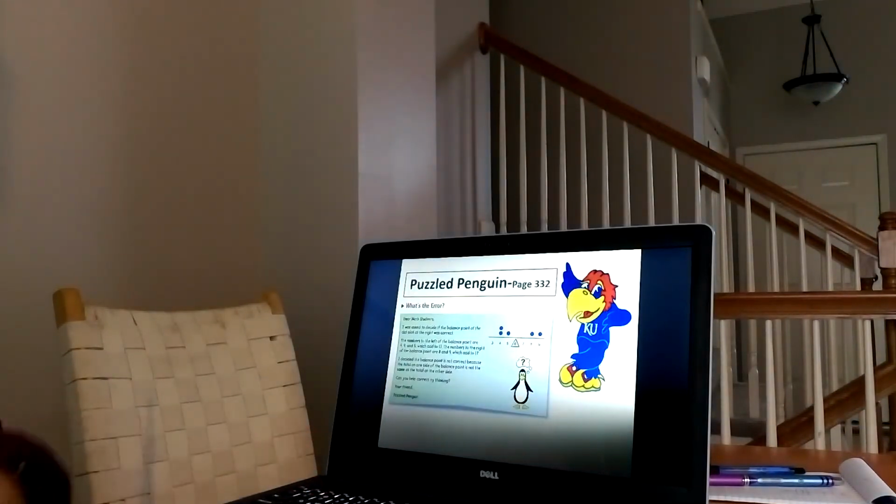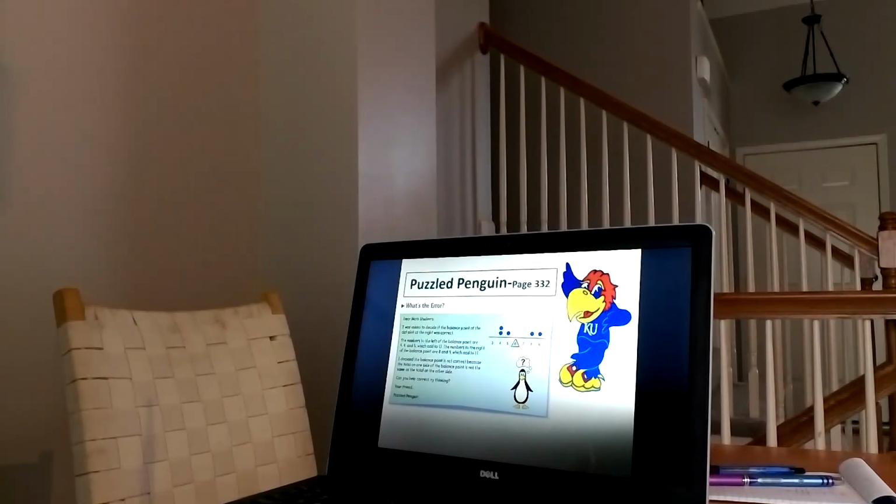Last question, your guys' favorite, Puzzle Penguin. We haven't heard from him in a while, so let's see what he's doing here. It says, Dear math students, I was asked to decide if the balance point of a dot plot at the right was correct. The numbers to the left of the balance are on 4, 4, and 5. So far, so good, it sounds like. Which adds to 13. Okay? The numbers on the right of the balance point are 8 and 9, which add to 17.